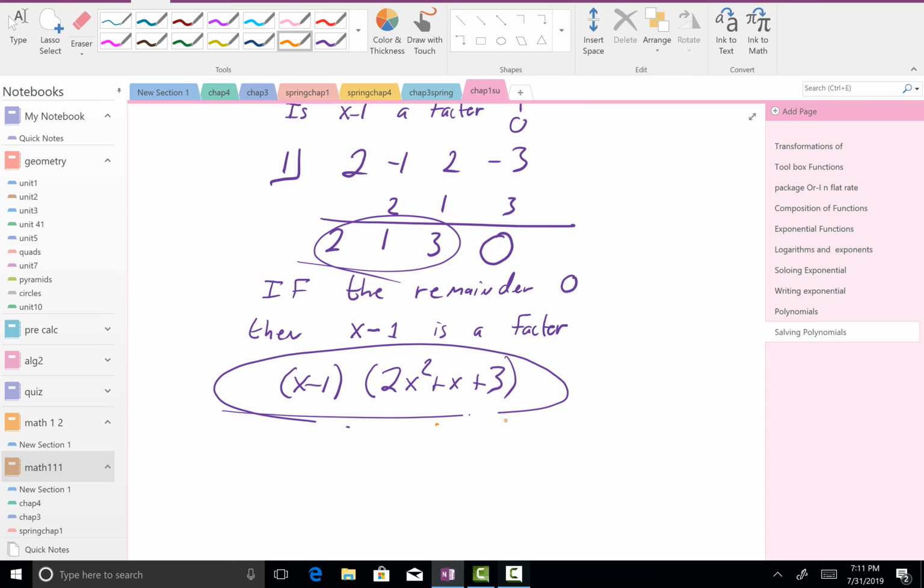I'm going to tell you straight up right now, on the final, one of the questions is going to be factor this thing. It's going to give you an equation, a polynomial, and your job is to factor it.